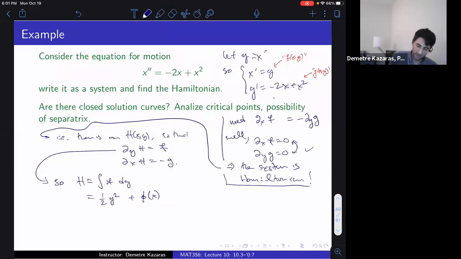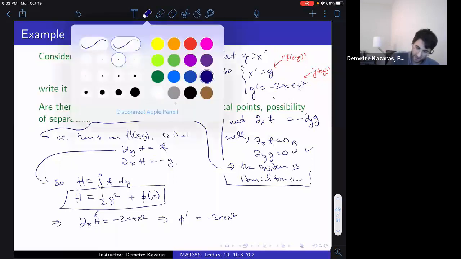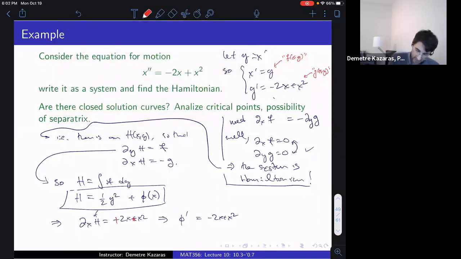To figure out what phi is, we have this partial formula for h. Let's take the x derivative of it. So partial x h, we know that has to be minus 2x plus x squared. So we take the partial derivative of this expression, so that's just phi prime. I know that has to be minus 2x plus x squared. And, oh wait, did I do that right? No. Be careful. I did not do that right. I made a mistake. There should be a minus sign. This should be minus g.